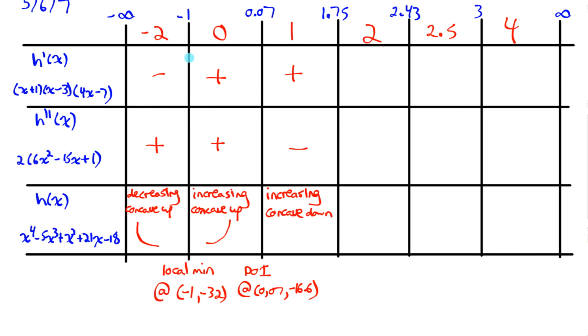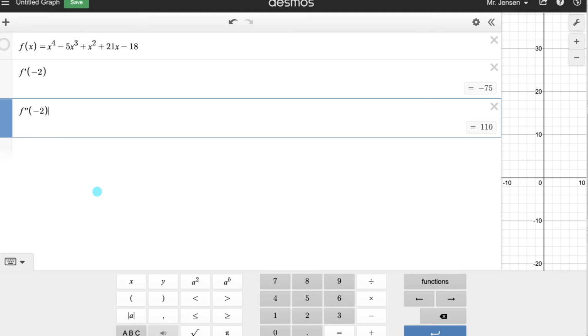Now let's plug 2 into the first and second derivative. If I plug it into the first derivative, I'd get positive, negative, positive. So that's going to be a negative result. So in this interval, the original function is decreasing. And is it concave up or down? If I plug it into the second derivative, let me just get Desmos to do that for me.